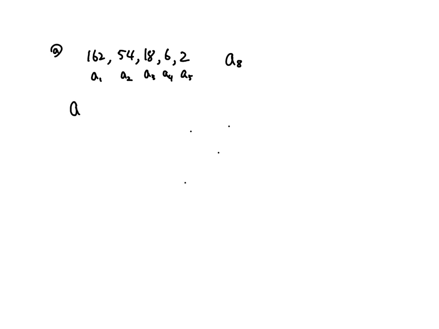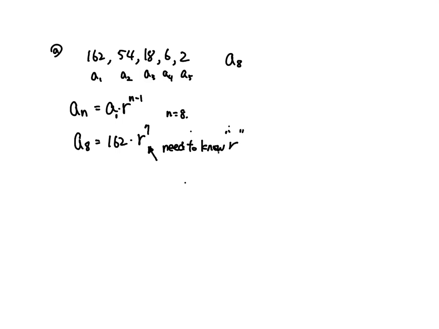So think about the formula a sub n equals a times r to the n minus 1. If we take all the information that we have, this a, remember, is a1. So what we know right now is a sub 8 equals 162 times r to the 7, because in our case, n equals 8. But this is not going to help us because we don't know what r is. We need to know what r is.